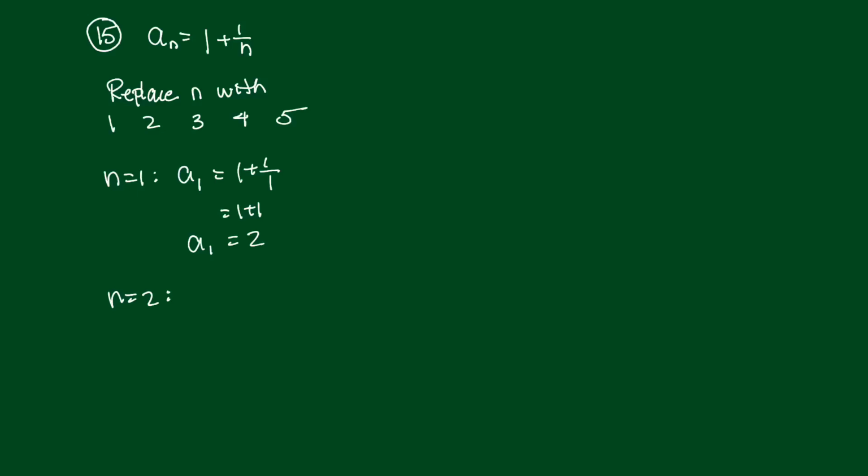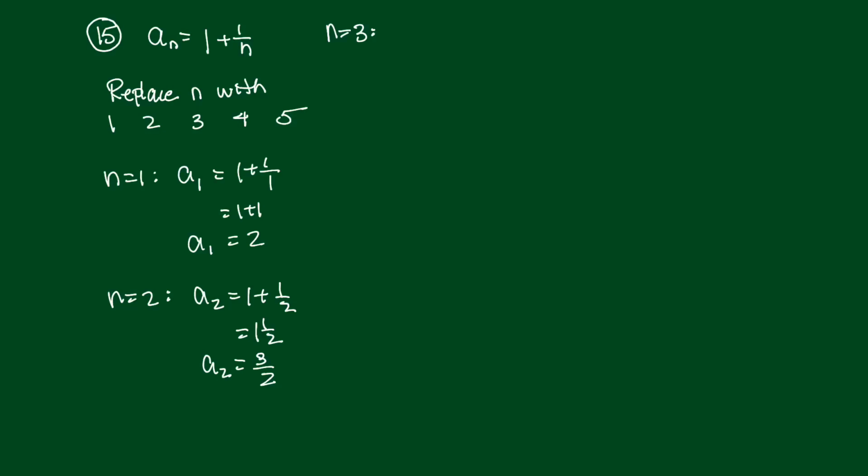So let's go to the second term. So n is equal to 2. So back up to the formula, replace all the n's up here with a 2. So we'll get a sub 2 equals 1 plus 1 over 2. You know, this is 1.5. I'm not going to write it like that. Instead of a mixed number like this, let's write it as an improper fraction. So what do we get here? 2 times 1 is 2, plus 1 is 3. So we get 3 halves. All right, so a sub 2 is 3 halves.